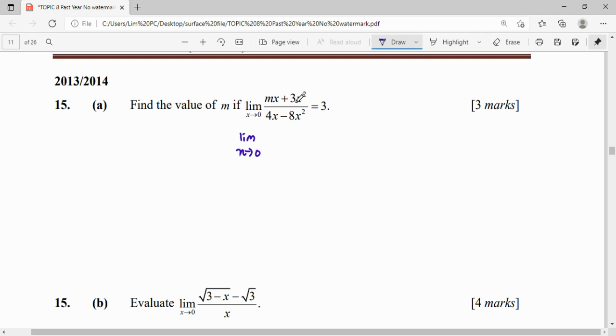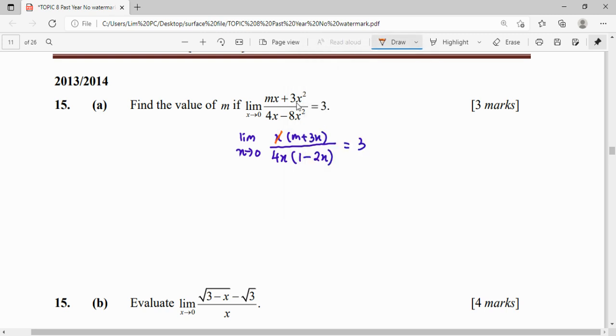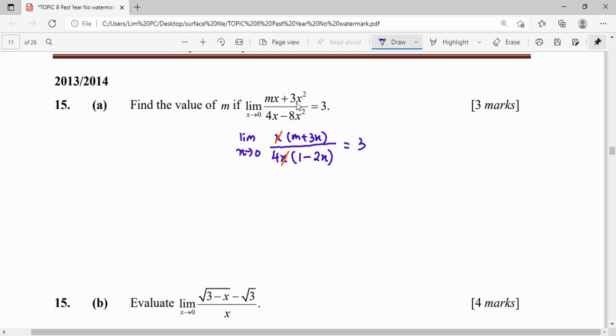For the numerator part, we will factorize x. For the denominator part, we will factorize 4x. And then notice that we can simplify the factor of x. After we simplify our function, we can evaluate our limit. When x equals 0, we substitute inside here, and it becomes m over 4 times 1 equals 3. So our m will be equal to 12.